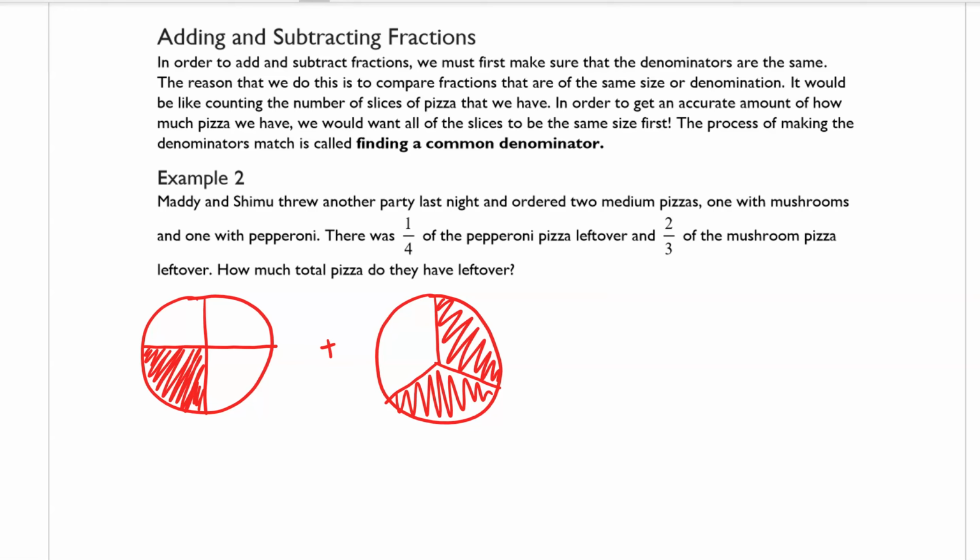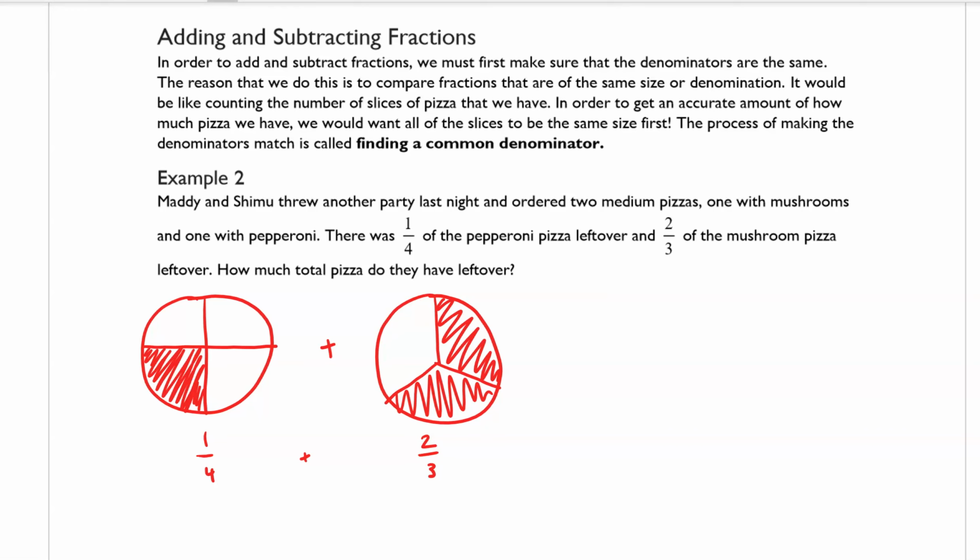Now, notice that these pizza slices are not the same size, so I can't really compare how much we have all together. So this is 1/4 as a fraction, and we're trying to add that with 2/3. What we could do is we could cut them into smaller slices so that all of the slices are the same size. And the way we do that is by finding a common denominator. Now, one of the denominators is 4, and the other one is 3. Whenever we multiply a fraction by 1, that's okay. We're just changing what it looks like because anything times 1 is itself.